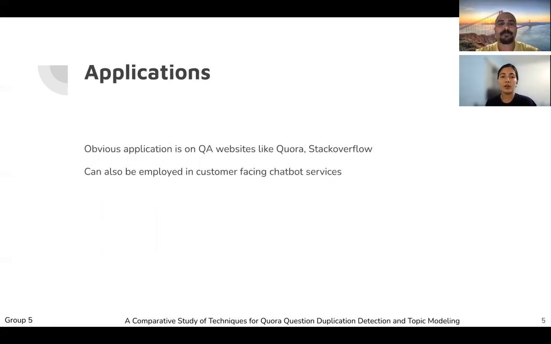Next, we will be talking about the applications of our project. The most obvious application of a project like ours is on QA websites like Quora and Stack Overflow, where the quality of the answers and the questions are equally important. For websites such as Quora and Stack Overflow, questions are usually asked by a layperson and an expert has to answer these kinds of questions.